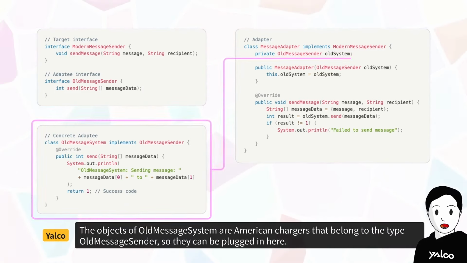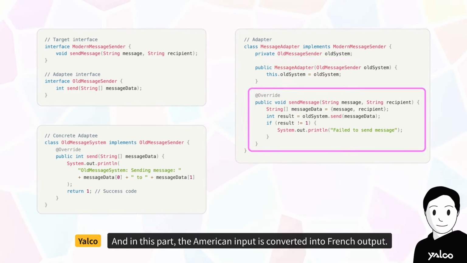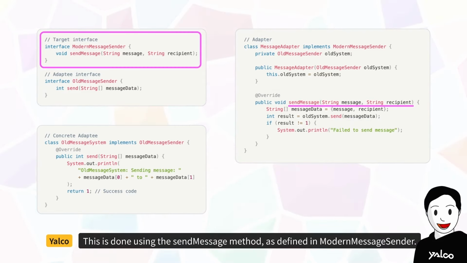The objects of old message system are American chargers that belong to the type old message sender, so they can be plugged in here. Like this, the constructor receives the American charger as an argument and stores it in the relevant field. And in this part, the American input is converted into French output. It will call the sender method, which is implemented as defined in old message sender. This is done using the send message method as defined in modern message sender.